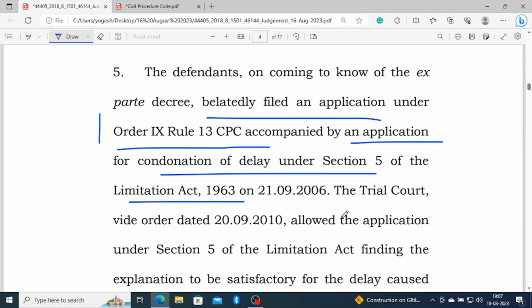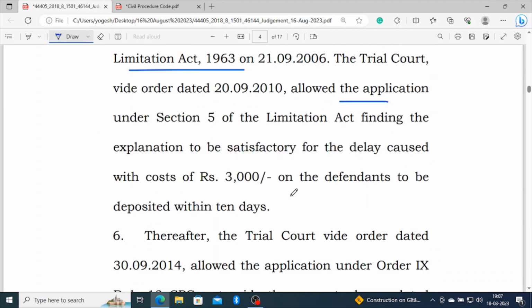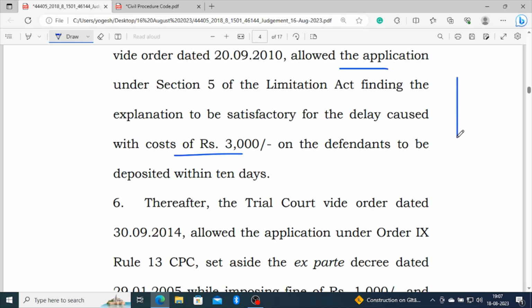So for condoning the delay, the trial court on that so and so date allowed the application, finding the explanation to be satisfactory, but some cost was also imposed. Rupees 3,000 was imposed on the defendants. So up to this paragraph, it clearly says, first, the trial court passed an ex parte order. The defendant got to know that the ex parte order was passed against them. Then the defendant filed an application under Order 9 Rule 13 CPC for setting aside the ex parte order. The trial court allowed that application, finding that the grounds were satisfactory, but the cost was also imposed against the applicants, who were the defendants in that case.